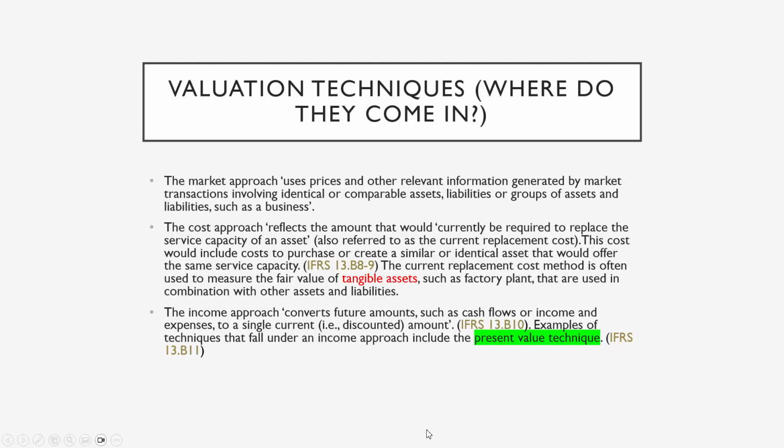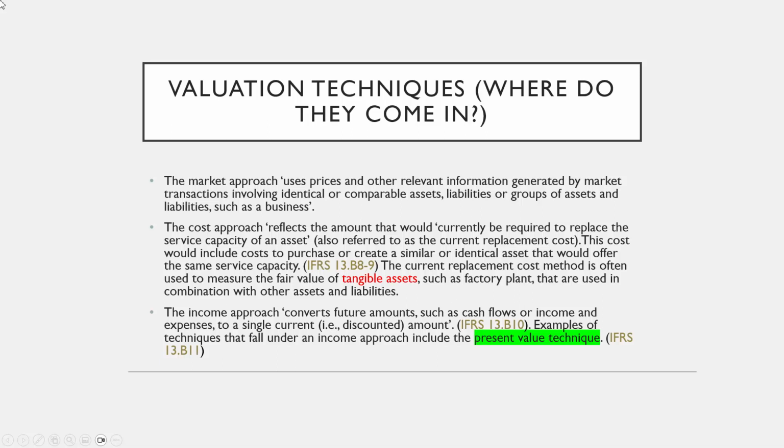The first one is the market approach. It uses prices and other relevant information to value an identical or comparable asset or liability, or units of account, which are groups of assets and groups of liabilities. This would be something such as a business. So it uses prices that are generated by market transactions.